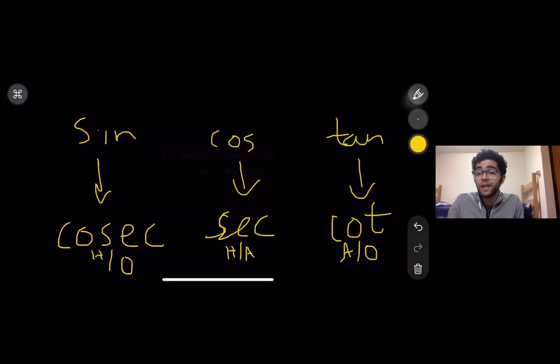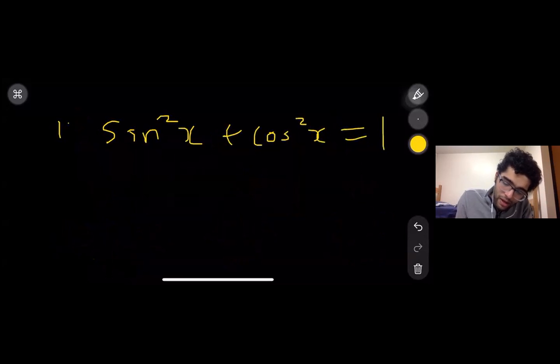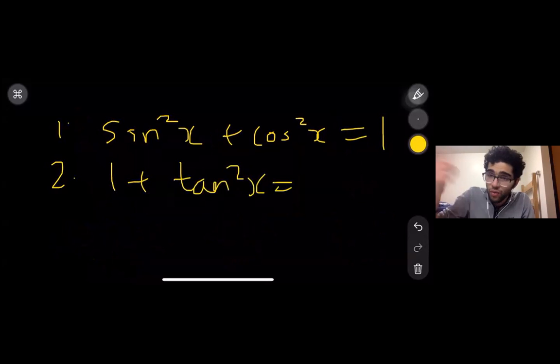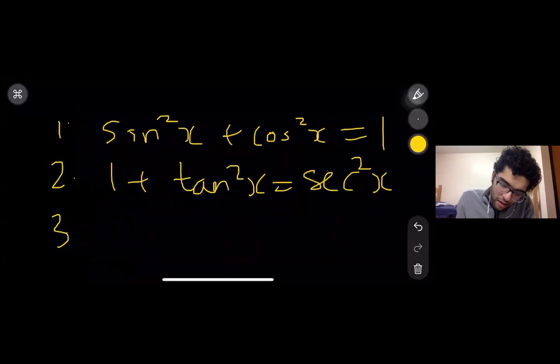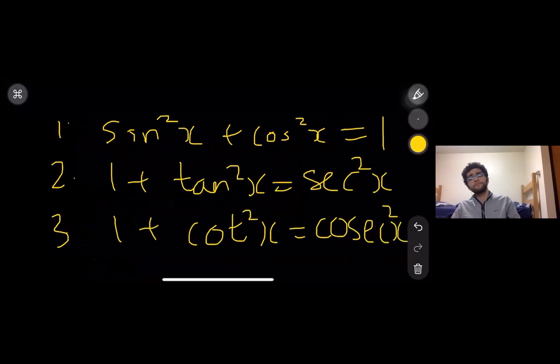Now let us rewrite our identities for the last time, using these. So the first one remains the same, sine squared x plus cos squared x equals 1. The second one, now we have 1 plus tan squared x. Instead of writing 1 over cos squared, I'll write it as secant squared x. And the third one, 1 plus 1 over tan squared, which is cot squared, was 1 over sine squared, which is cosec squared.